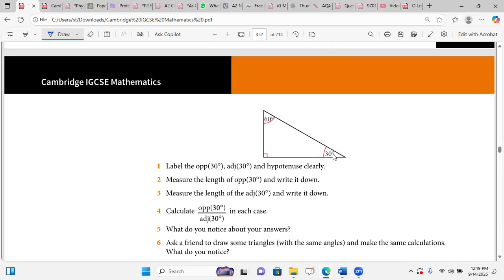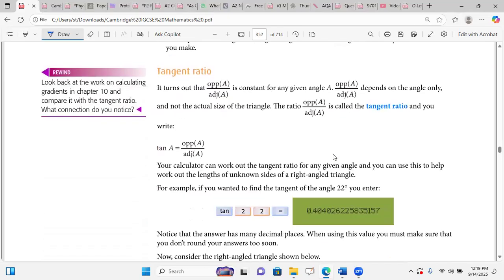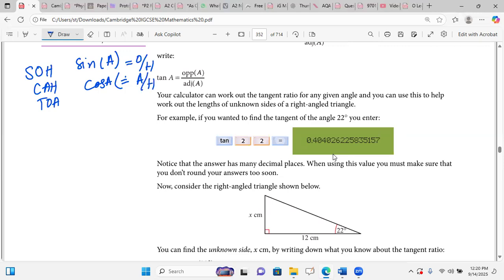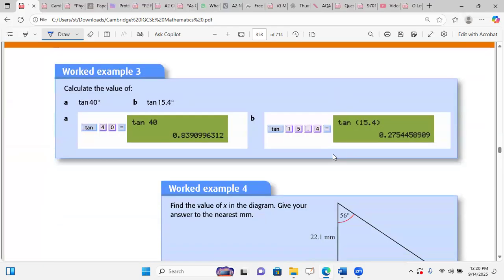After that, here he is saying to label the triangle to calculate in each case opposite and adjacent, like the tan ratio and the sine ratio. And we use SOHCAHTOA for this. What was this? Sine of any angle A, B, C, or theta is opposite over hypotenuse. Cos A is equal to adjacent over hypotenuse, and tan is equal to opposite over adjacent. These are used for calculating unknown values.